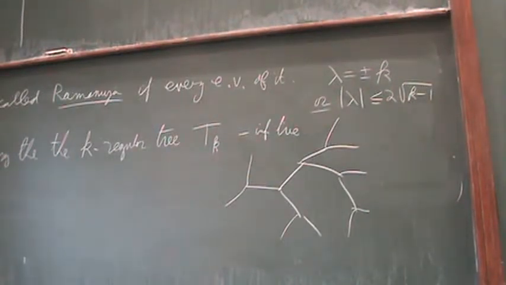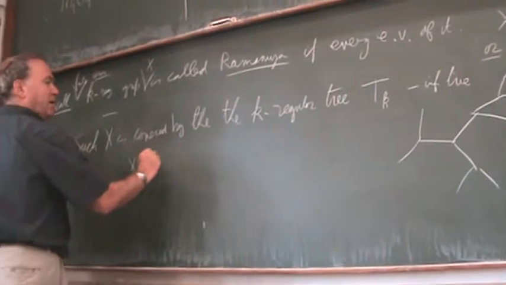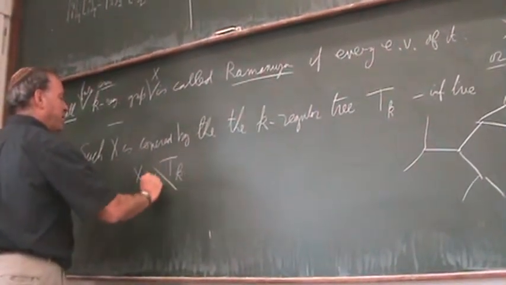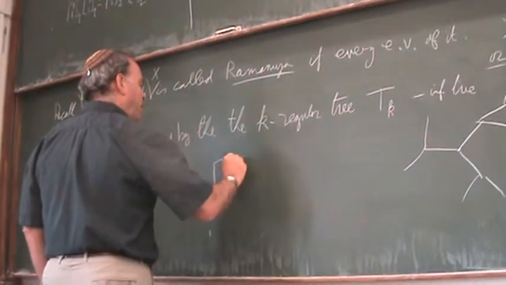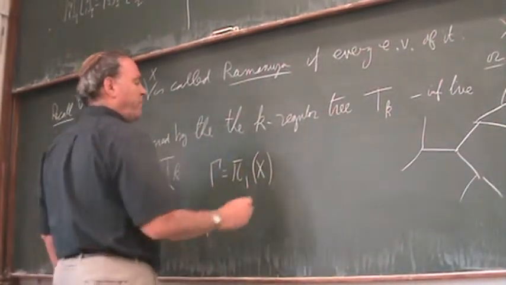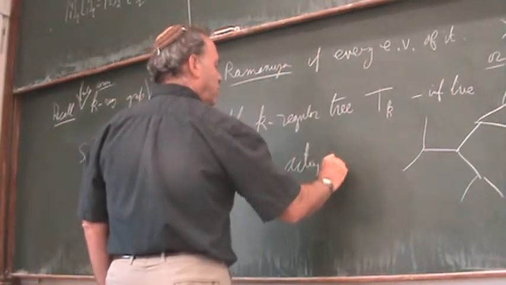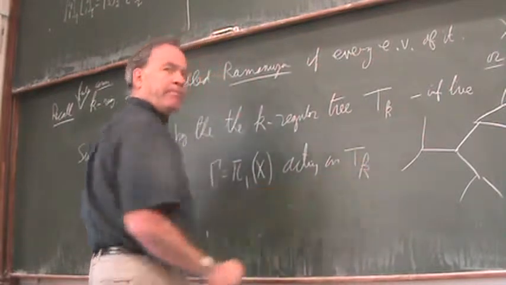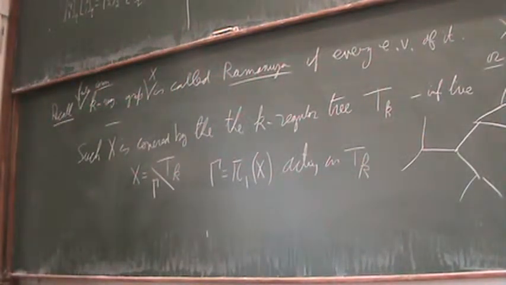Now, what is the adjacency matrix of the tree? So we can really write X as T_k divided by gamma, where gamma is really pi_1 of X, the fundamental group of X, acting on T_k. I hope everyone is familiar with basic algebraic topology. If you have a topological space, you can talk about its universal cover. In this case, the universal cover is exactly a tree. And here one can really build it by hand. You don't need fancy algebraic topology. You can define it by elementary means.